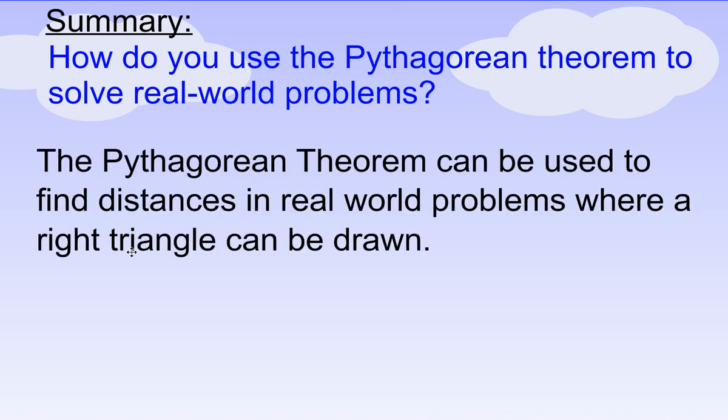So here's what I came up with. I say the Pythagorean theorem can be used to find distances in real-world problems where a right triangle can be drawn. It's used to find the length of a missing side, and if that missing side happens to be a distance between maybe two cities, well, there we go. We can use the Pythagorean theorem to find the distance between two cities if you know two of the other sides of that right triangle.